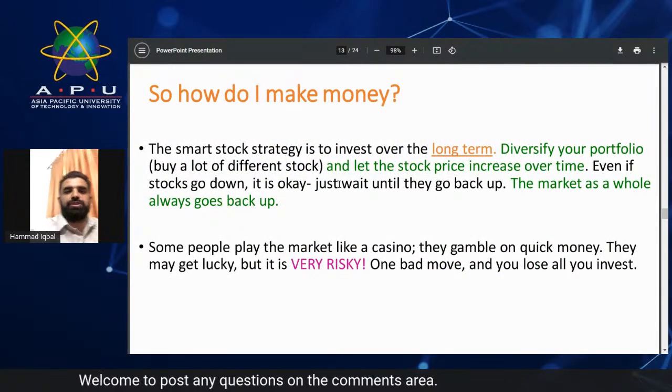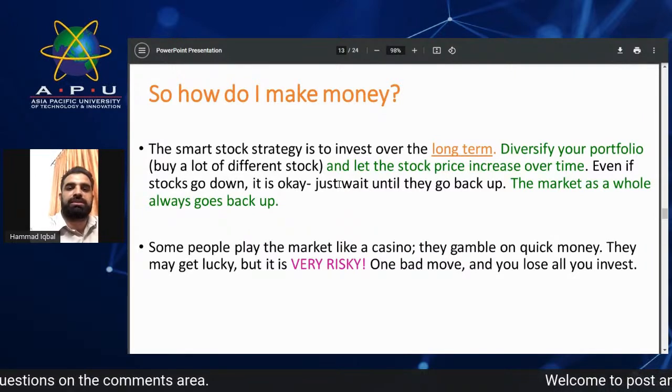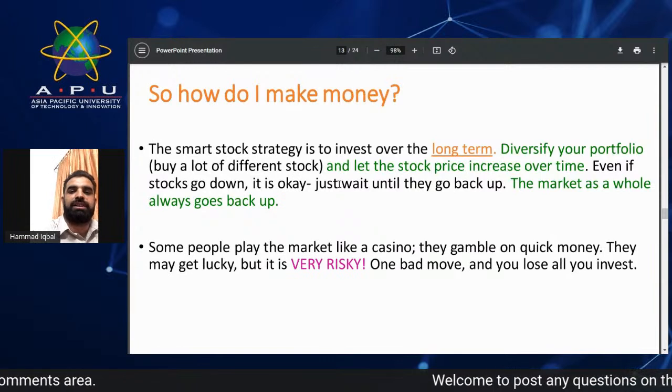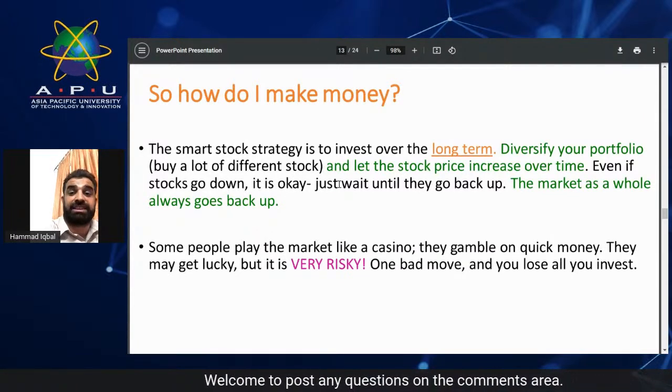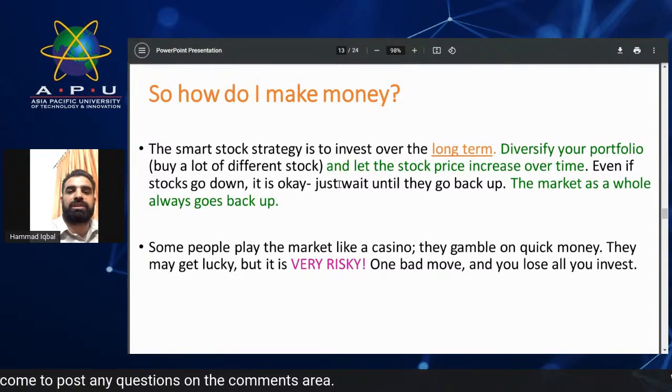So how should we make money? It's always recommended. I have given you two of the biggest investors of the world as examples. They talk about the long-term strategy. They talk about putting this investment in the stock for the long term rather than just picking it up for a few days.